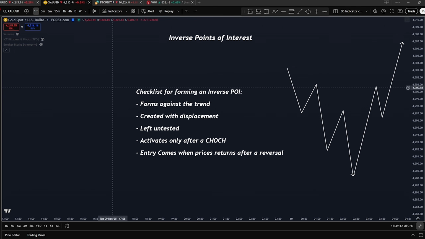So if price has yet to do that, then that's exactly where it is going to be best for price to come and revisit that area to collect those orders to look for price to push up higher.